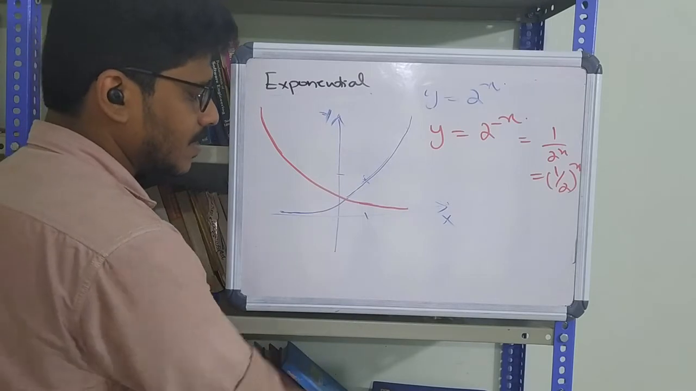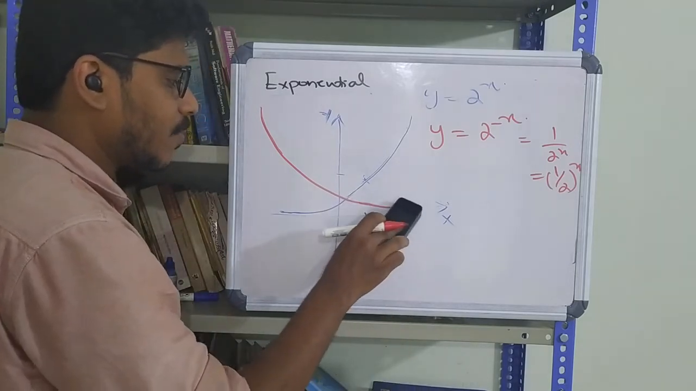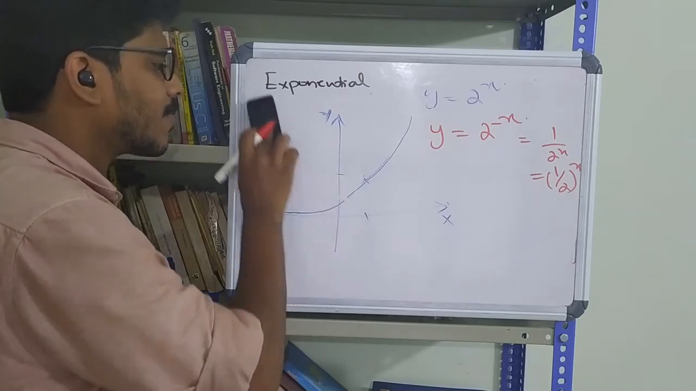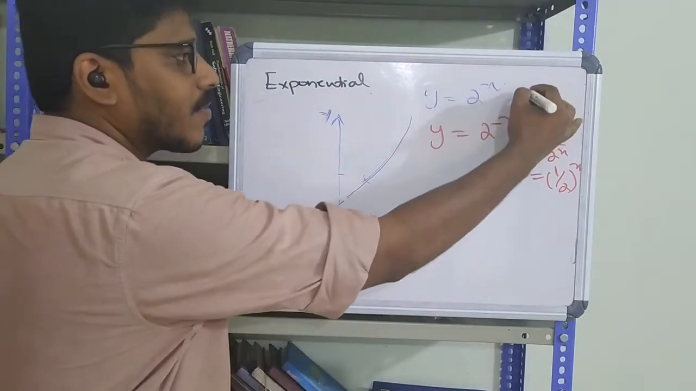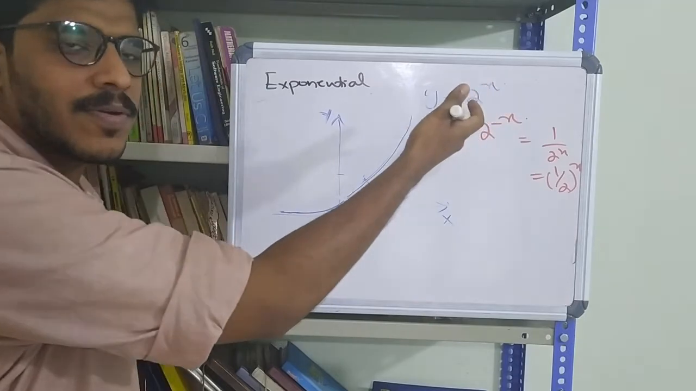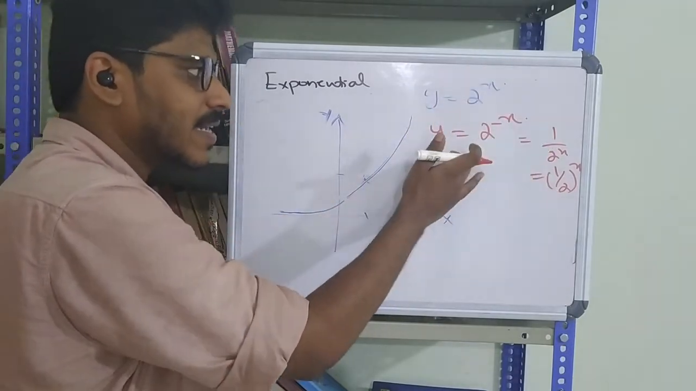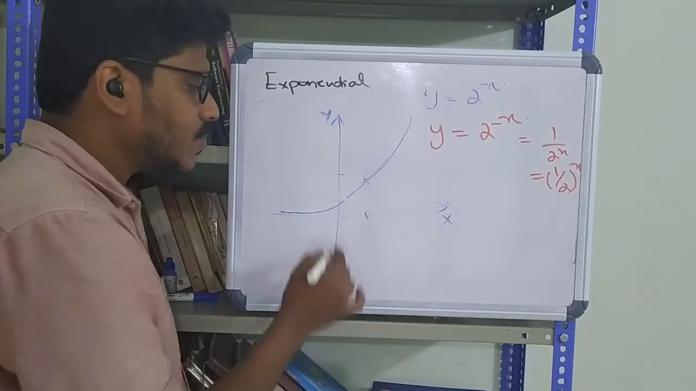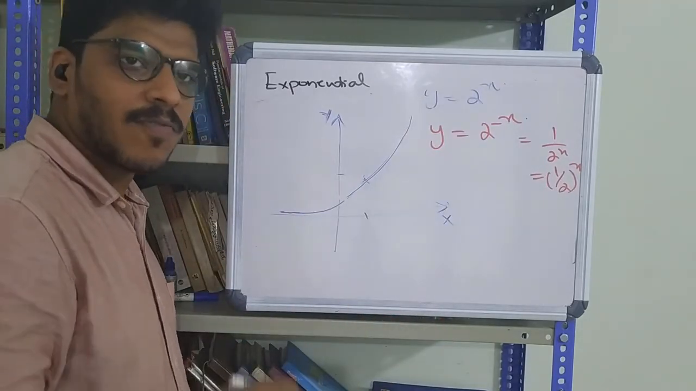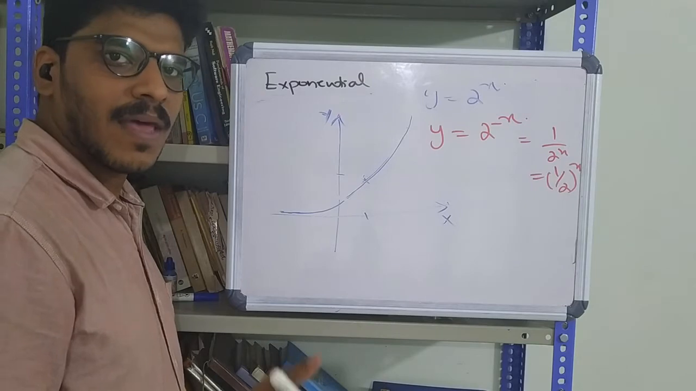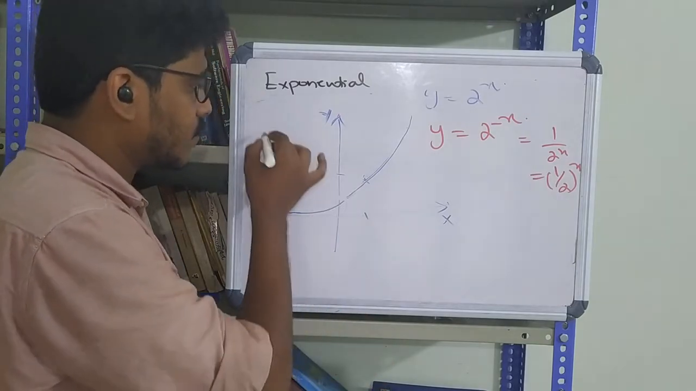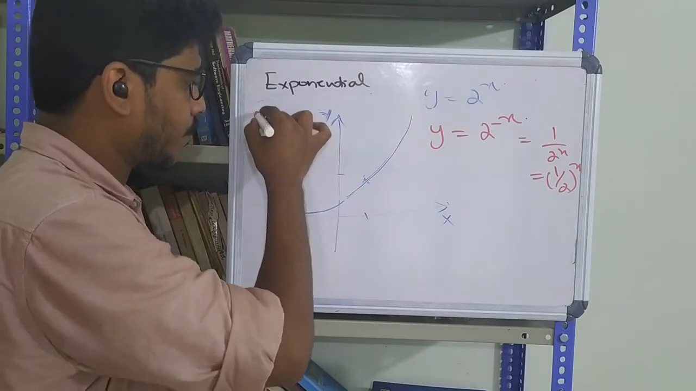Oh, there's a problem here. See, if x equal to 0, the y value will be 2 raised to 0, which is equal to 1. And in this case, again, if x equal to 0, the y value will be 1 by 2 raised to 0, which is again 1. So for this exponential function, whatever the base, at x equal to 0, the function takes the value 1, right? So this will be of the form.